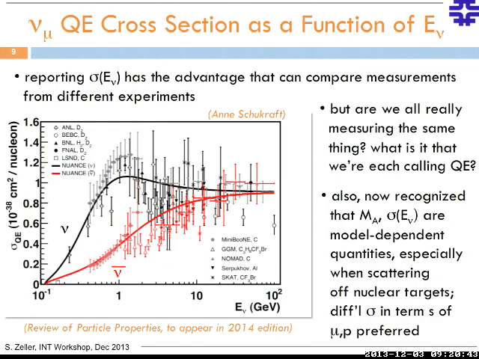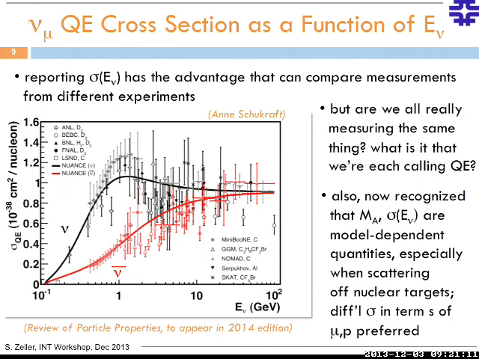So I mentioned that a lot of interest was in measuring the axial mass and the axial vector form factor. But in addition, many experiments measured the quasi-elastic cross-section as a function of energy. And this has the advantage, in one sense, that you can compare measurements from different experiments all in one plot. And this shows such a plot, a new plot that will be in the PDG in the upcoming edition next year, made by my postdoc, Anna Shukraft.